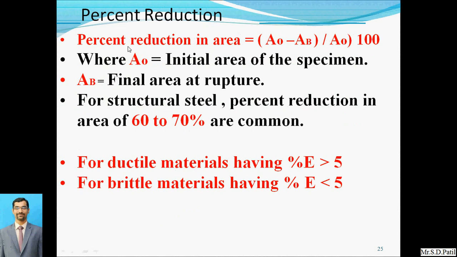Now how is the percentage reduction in area calculated? It is A naught minus A B, divided by A naught. A naught is the initial area, and A B is the final area at rupture. When the failure occurs, we have to calculate the area again, and divide by A naught, the initial area. Generally the percentage reduction in area for structural steel is 60 to 70%. For a ductile material, the percentage of elongation is above 5; for a brittle material, it is below 5.